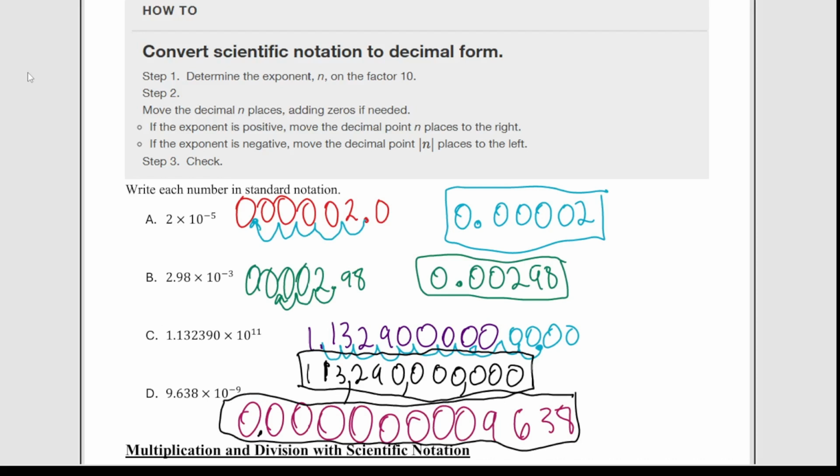So in short, what you want to do is move the decimal places, the number that is in the exponent, and you want to be making the number smaller by moving it over to the left if it is a negative exponent, or make it bigger by moving the decimal to the right if it is a positive exponent.